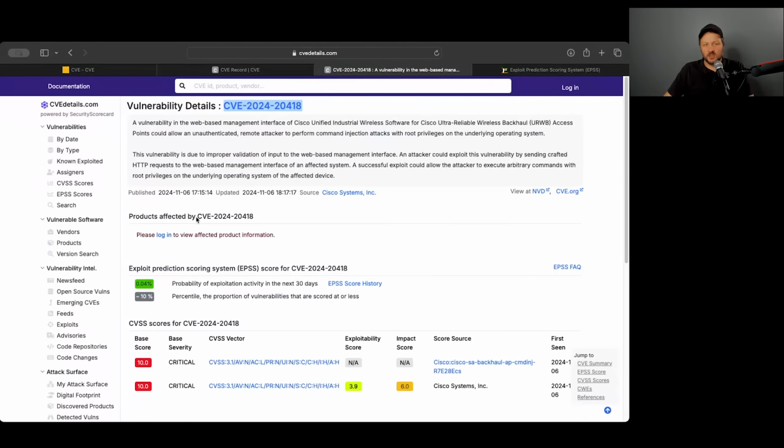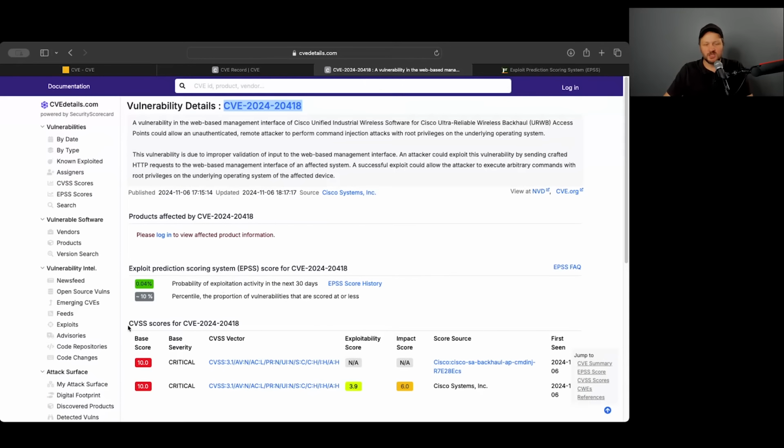So let's look at another website we have here. This is actually called CVEdetails.com. This is powered by a company called Security Scorecard. One thing that I really like that they bring into light is they don't just look at the CVSS score. They also look at this thing called the EPSS score. And that is the probability of exploitation. EPSS stands for Exploit Prediction Scoring System.